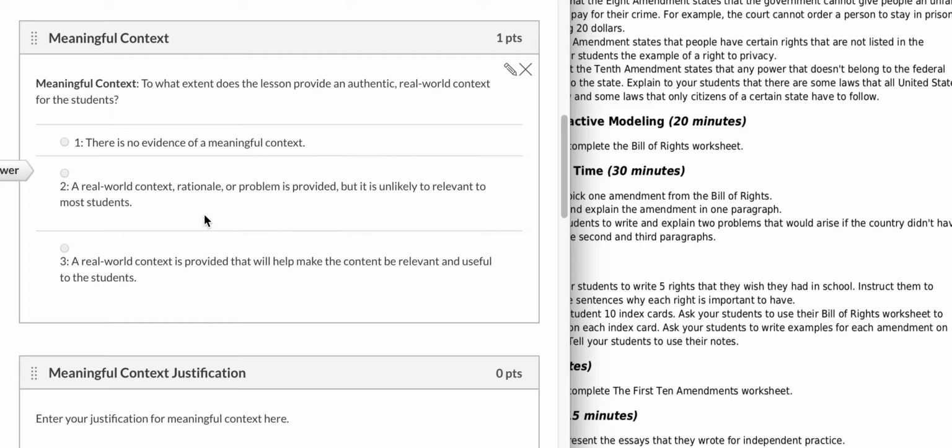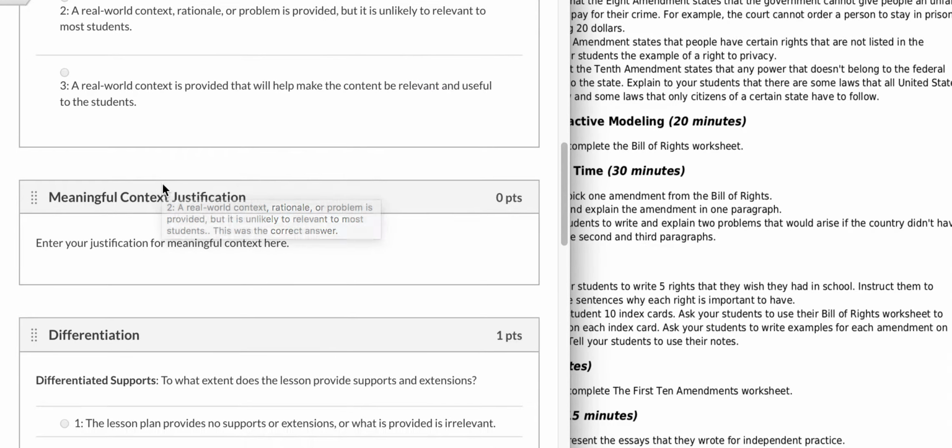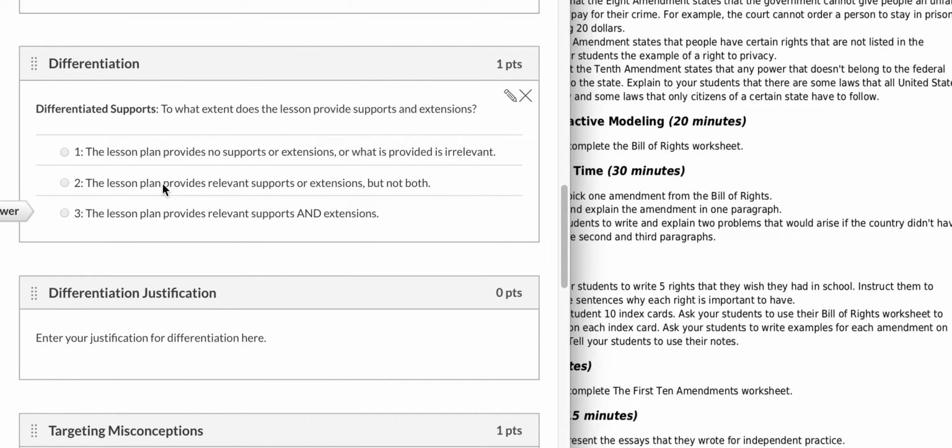And it may not matter to a kid if there is no freedom of the press or freedom of speech in any real way, because they don't experience that in their home or in school or anything like that, right? So I don't think that it really would get to a 3, but you could argue that it would get to a 3. I think that a real world context is given, but it's probably not going to mean a lot to most students.